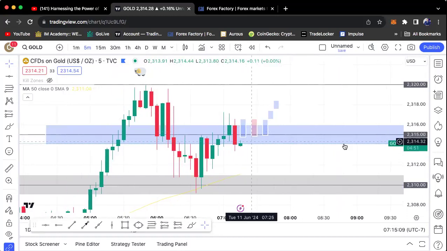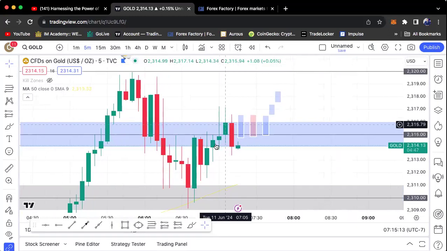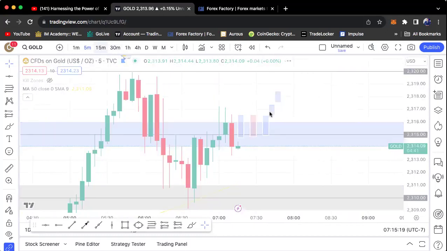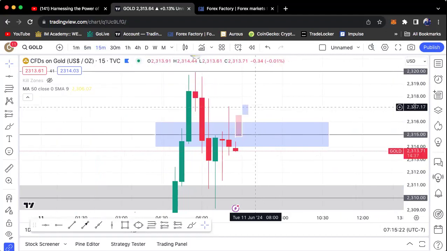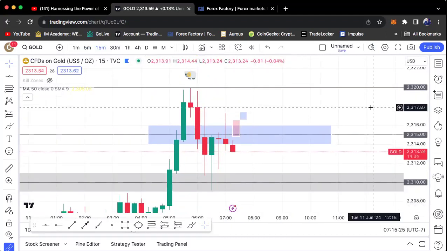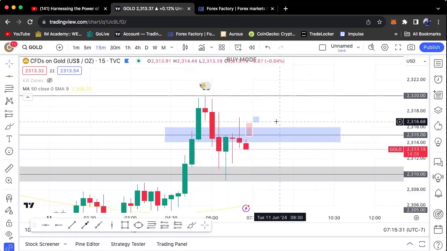Now look, it closed within my zone. It closed right within my zone. Now the 15-minute just hit. Let's look at the 15-minute time frame. Yeah, so right now price is pushing down.